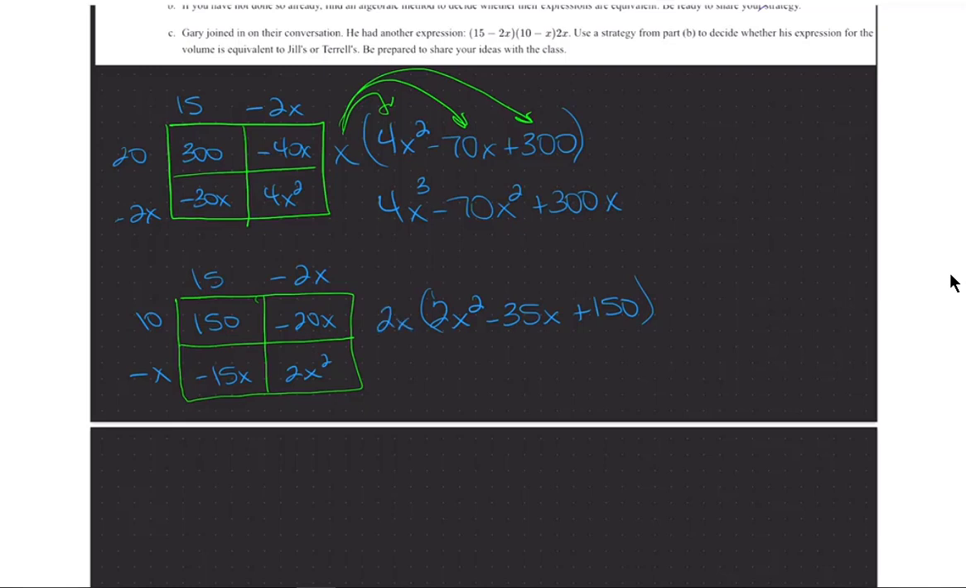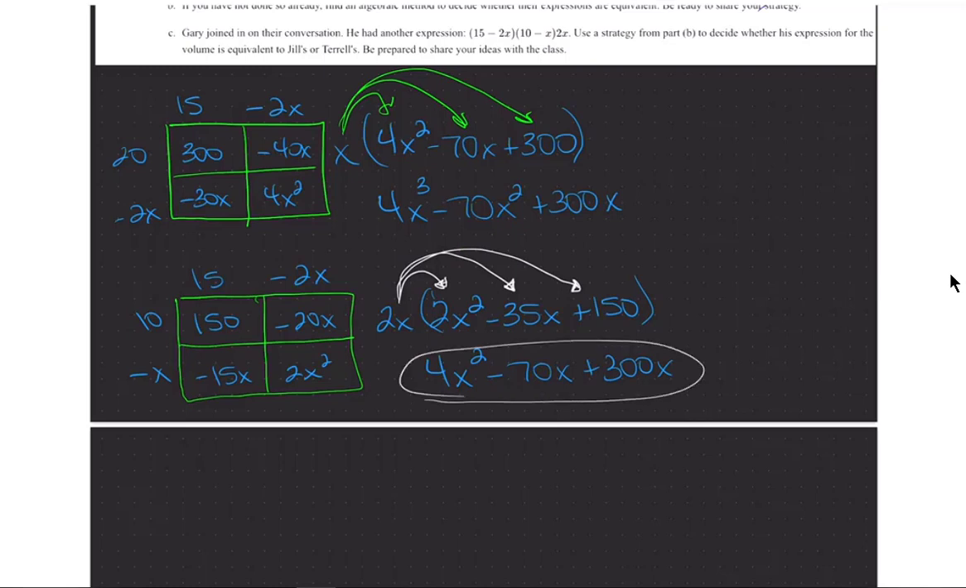And now I'm just going to keep using my distributive property, right? Because sharing is caring. We love to share in math. We give to everybody. So I'm going to make sure that I share that 2x with all of my terms. So what am I going to have? I'm going to have 4x squared minus 70x plus 300x. So I'm going to go back and look, and here this was Gary.